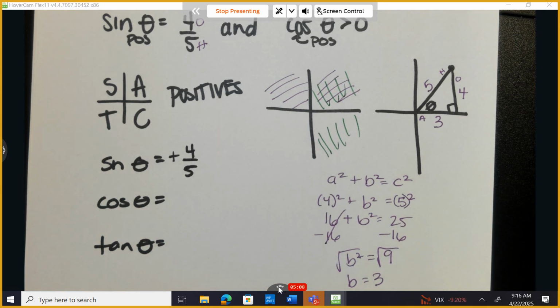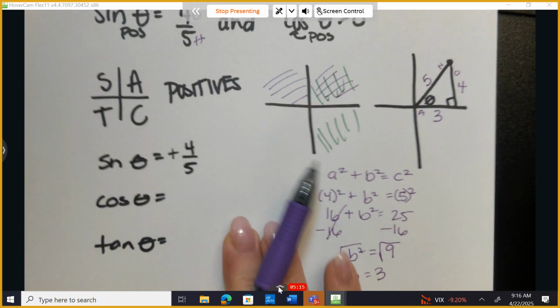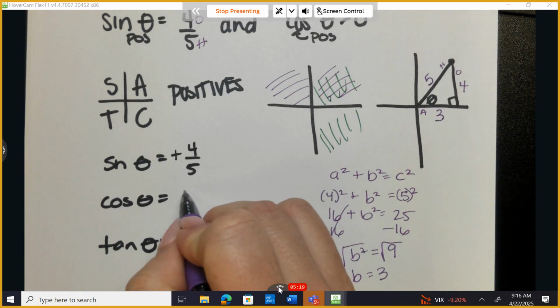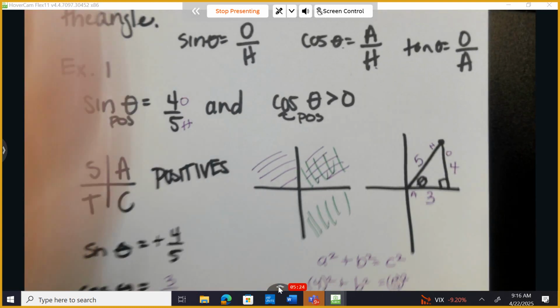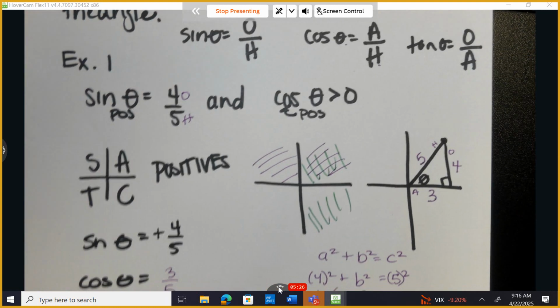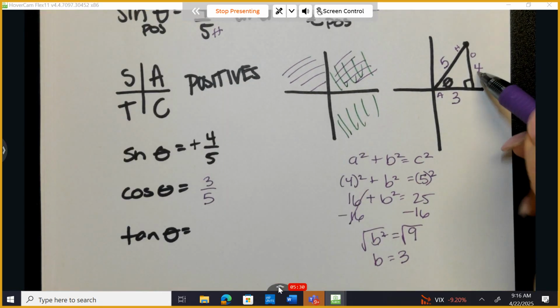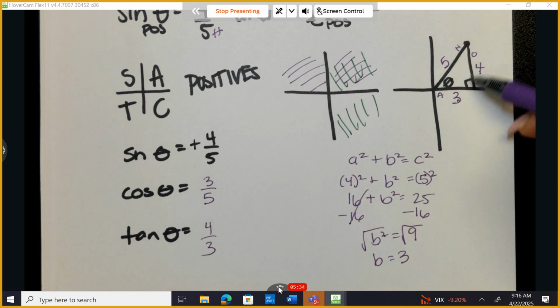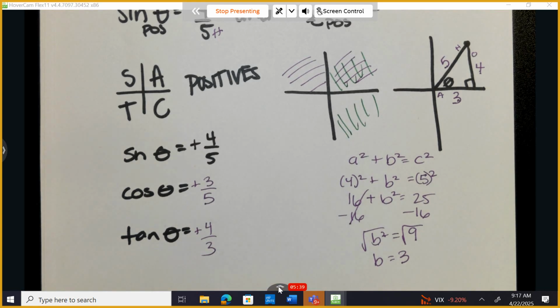The cosine, well, cosine means adjacent over hypotenuse. As a quick reminder, cosine is adjacent over hypotenuse. So I come back here. Adjacent is 3, hypotenuse is 5. So this is 3 over 5. Tangent, up above, we can see tangent is opposite over adjacent. Opposite is 4, adjacent is 3. Now in quadrant 1, all things are positive, so each one of these has a positive mark.